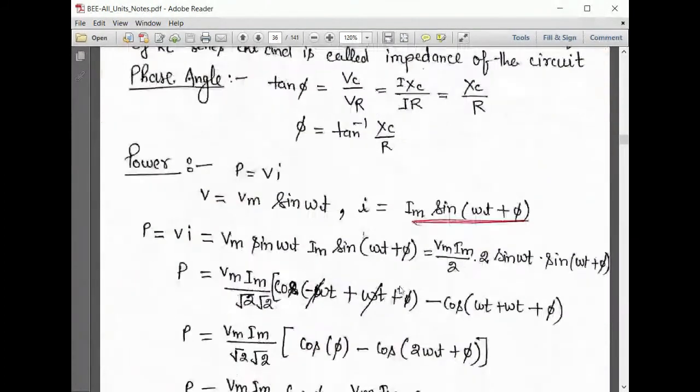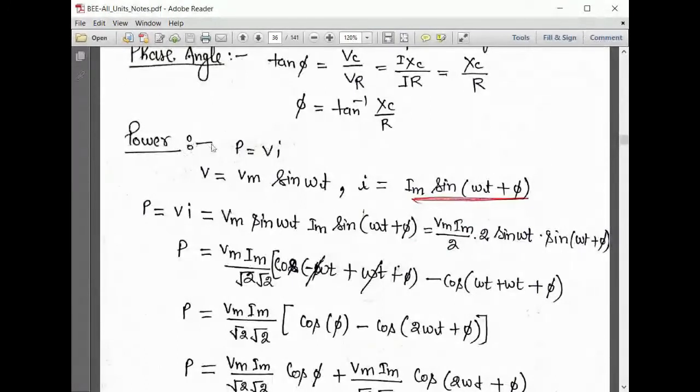Okay, after that we have to find out the power. So what is the formula for power? P is equal to V into I. So we will put the values of voltage and the current. So you know the value of voltage is Vm sine of omega t, and the current value is Im sine of omega t plus phi. Okay, we will multiply these equations, and we will take the common values out.